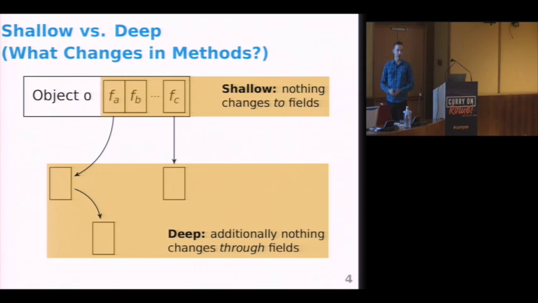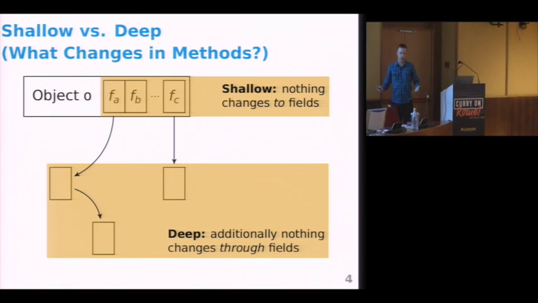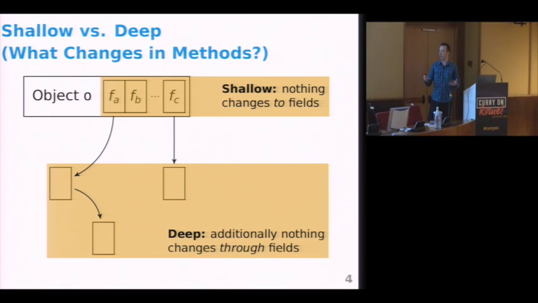So if we're talking about a method and talking about an object, for example, say we have an object O with fields A, B, and C. If we're talking about shallow, that means that nothing will change directly to the fields. That is, A, B, and C will not change. If we're talking about deep immutability, that means in addition to the fields not changing, nothing will change through the fields. So you can't dereference A and then change something else. Everything in the yellow boxes here will be protected from any changes.